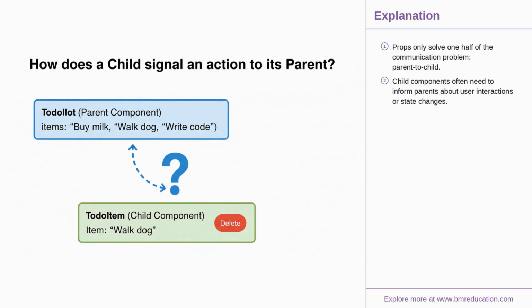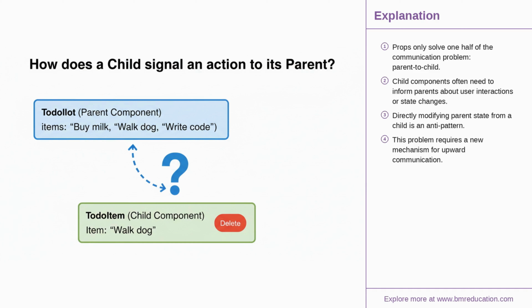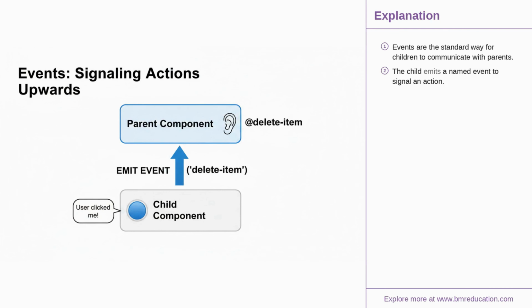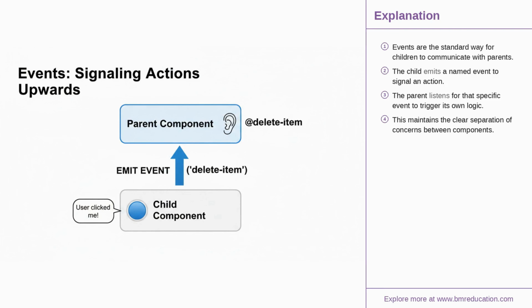So, we've mastered sending data down, but what happens when the child needs to communicate back up? For example, if a user clicks a delete button inside a to-do item child component, the parent total list component is the one that actually needs to remove the item from its array. The child can't change the parent's data, so how does it signal that this action needs to happen? This is where events come in. A child component can emit a custom event to notify its parent that something significant has occurred.